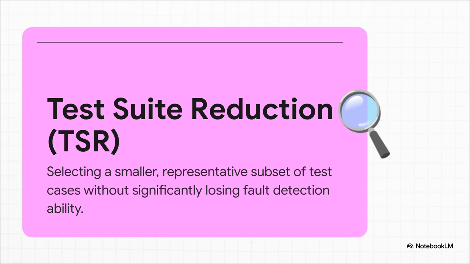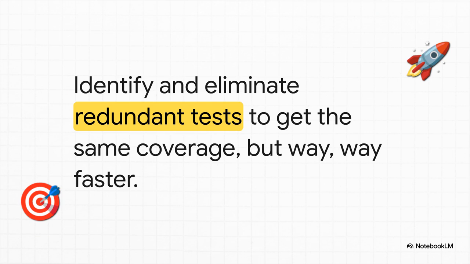And that word representative is key. We want to do this without, and this is crucial, significantly losing our ability to actually find bugs. It's about being both lean and effective. The goal is so simple, but so powerful. Find and get rid of the redundant tests.